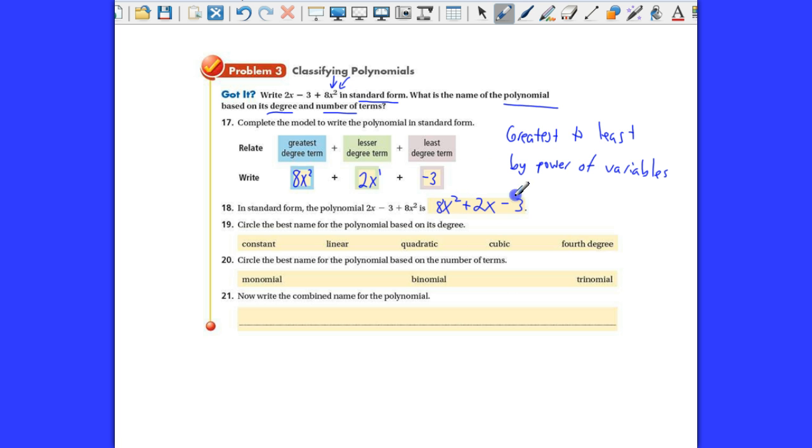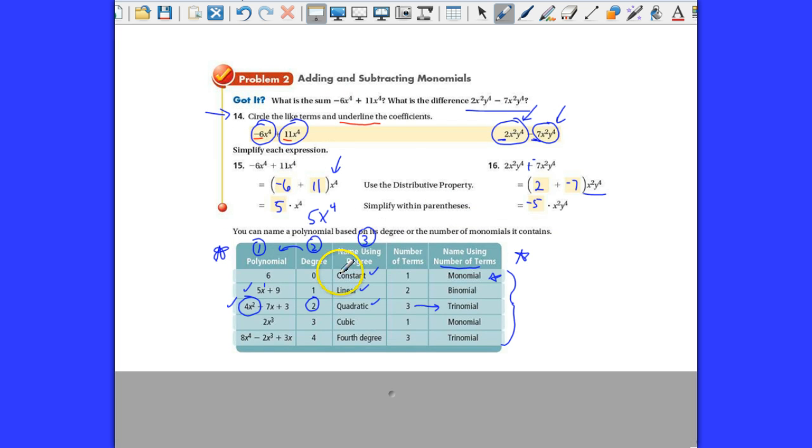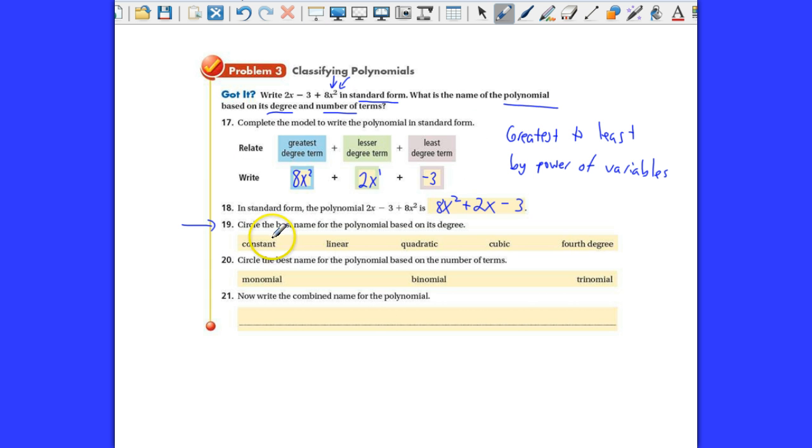Highest variable goes first, and then you just work your way down. Number 19 says circle the name for the polynomial based on its degree. Well, you really have to go back to that chart here. These are the degrees, and these are the names using the degrees. I believe it was power of 2, and the word for power of 2 is quadratic. All right, so since the highest power is 2, that's called quadratic.